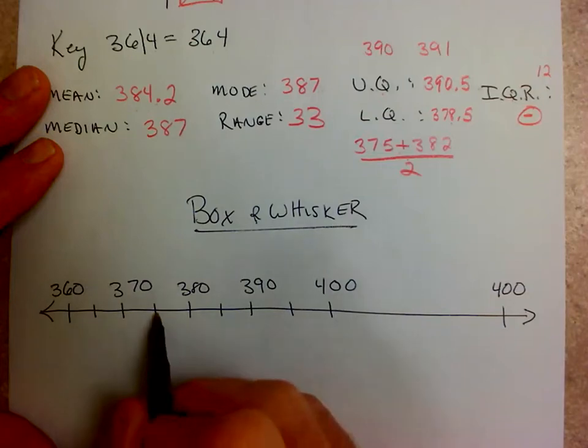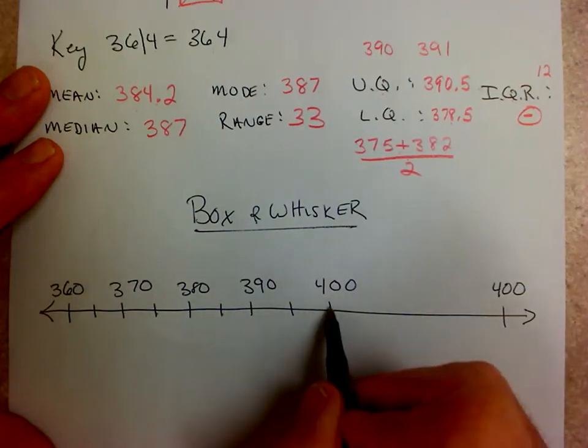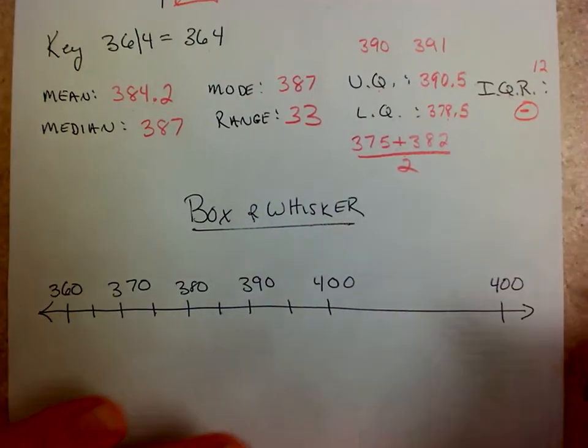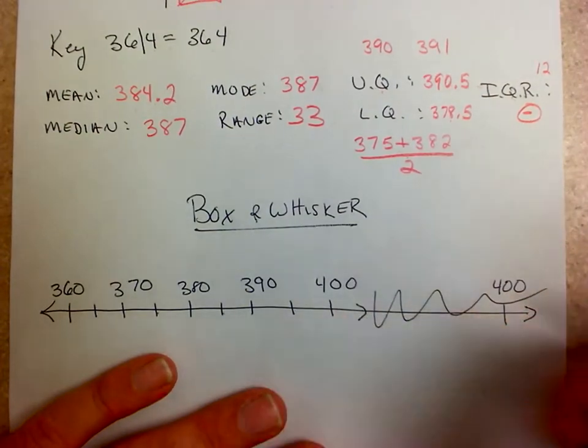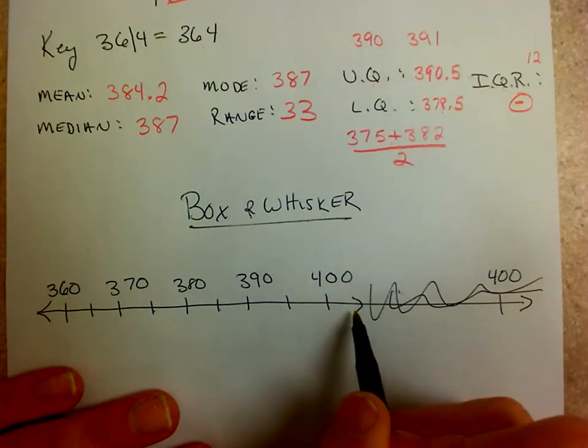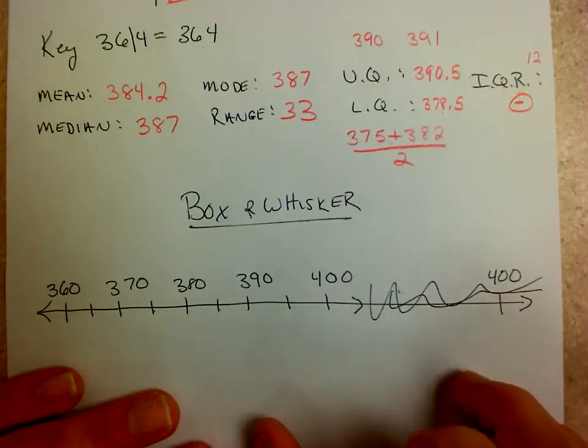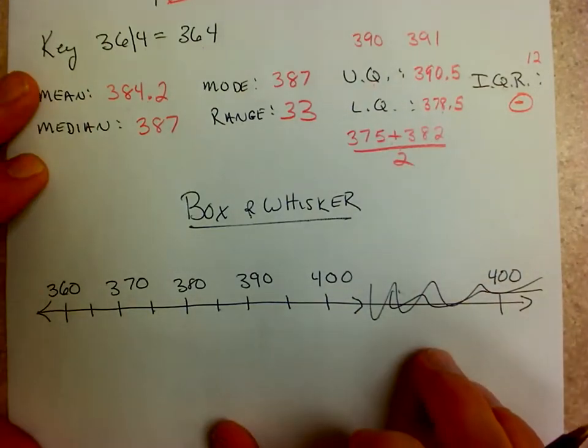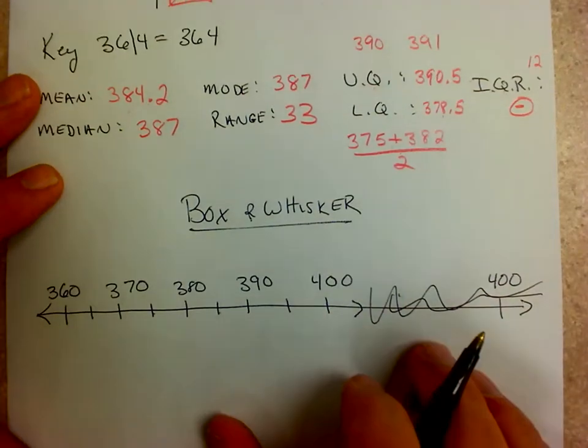60, 65, 70, 75, 80, 85, 90, 95, 400. Okay, so obviously I left way too much space here. All right, so again, that happens, so we just have to make an adjustment. There. All right, so when it comes to box and whisker, we need to mark 5 spots.